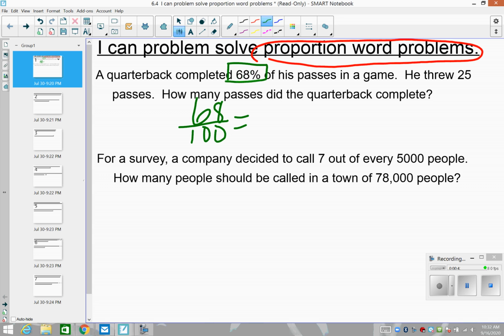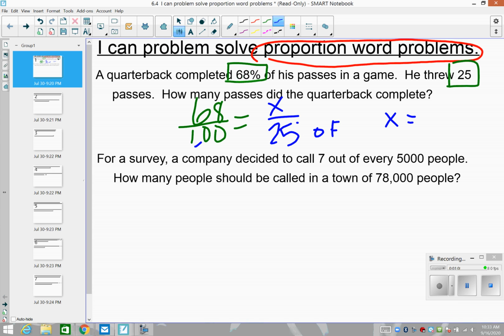Now, is it always that they always throw exactly 100? No. So we have to adjust to that. So if he threw 25 rather, the question is how many catches were made or how many completions were made out of the 25. Cross products and solve to solve that. And you can also see it's division by 4, which isn't super easy to do in your head.